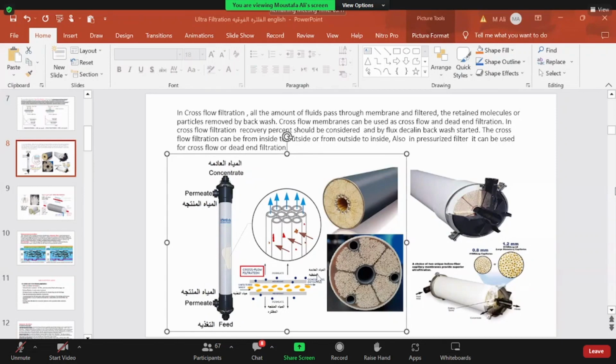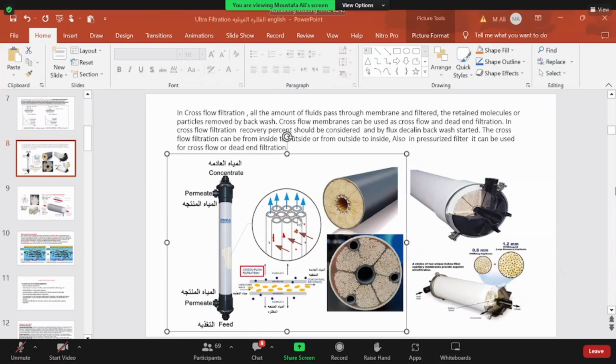Yes, of course. We can see in this figure that the fluid or feed water comes from outside the hollow fiber and starts to infiltrate inside the tubes, and the particulates, cells, bacteria, viruses, and any colloidal material will be retained on the fibers from outside.